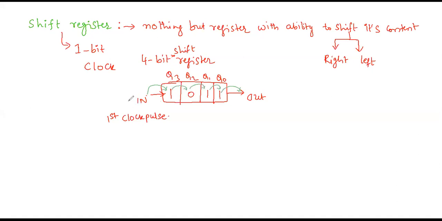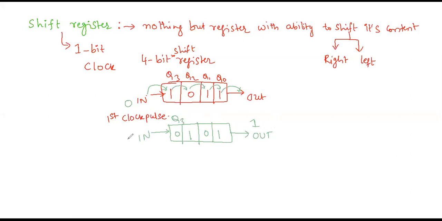For example, if the input is 0, then after one clock pulse, what will happen? This 0 will come to Q3, the Q3 value will move to Q2, the Q2 value to Q1, the Q1 value to Q0, and the Q0 value will come out. It has the ability to shift its contents.